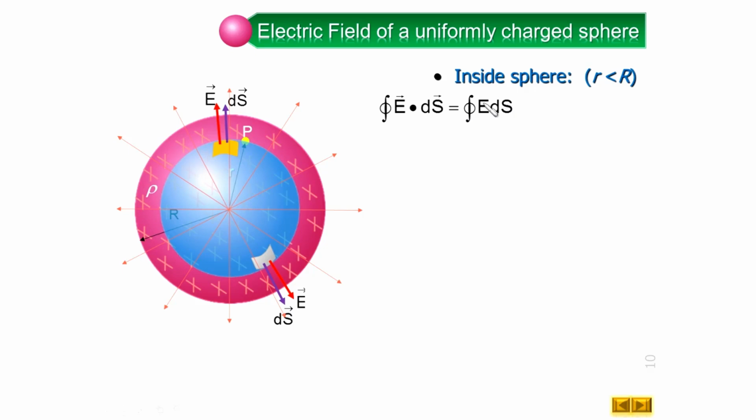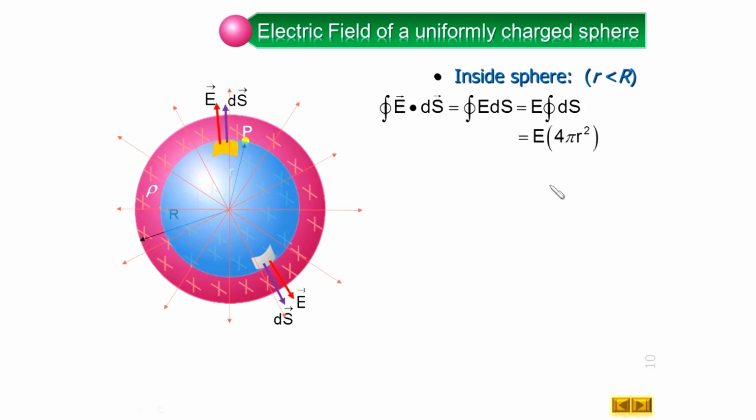Again use the symmetry property. Because of the symmetry property, we can simply say this E is constant over the surface, that is, having the same value over the surface. So we can write this E outside the integral, and we will be left with the term E closed surface integral ds. As we did in the previous case, this closed surface integral ds is nothing but the area of the Gaussian surface. So this can be written as E multiplied by 4 pi r square.